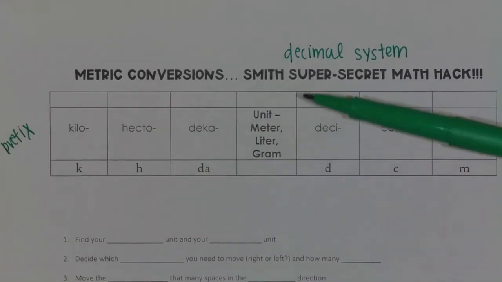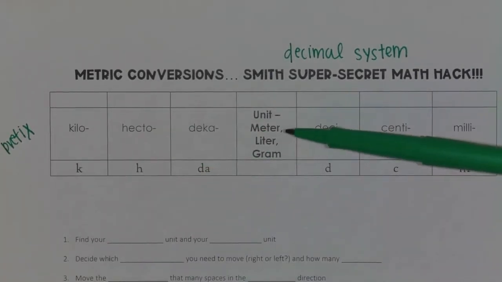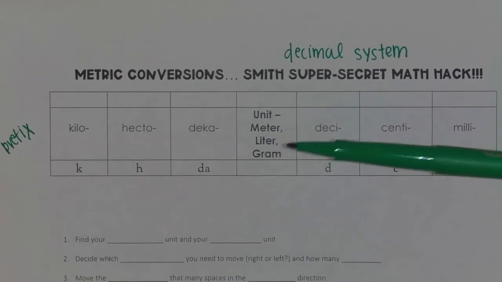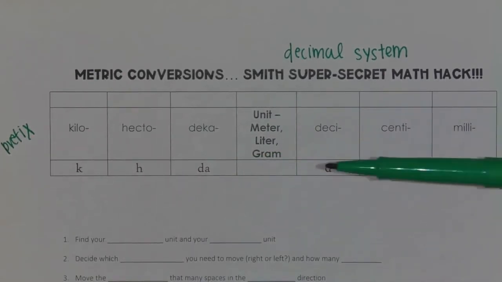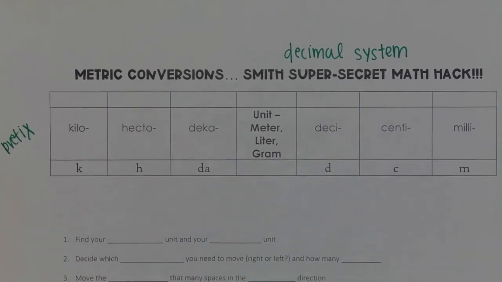So I can have a hectometer or a centimeter. I can have a kiloliter or a milliliter. I can have a decagram or a centigram, right? All of these are different prefixes that I can attach to these units. Now, we're going to want to remember the order of these units. That's going to come in handy in just a second.